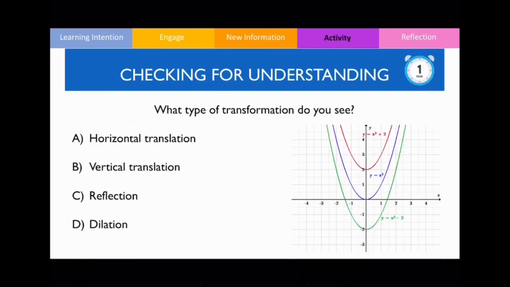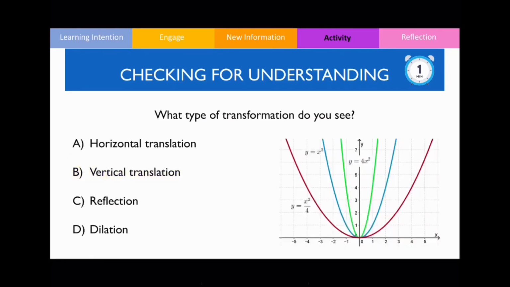We're now going to be assessing your understanding. So I want you to give yourself 1 minute, look at your notes and tell me what type of transformation you see in this graph over here. Is it an example of a horizontal translation, vertical translation, reflection, or dilation? If you have answered this correctly, you would have seen that because I'm changing the value of my c in this case over here, this is an example of a vertical translation.